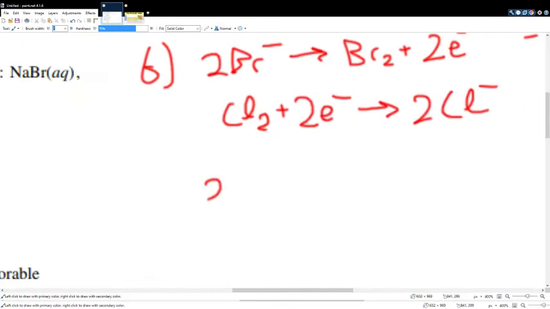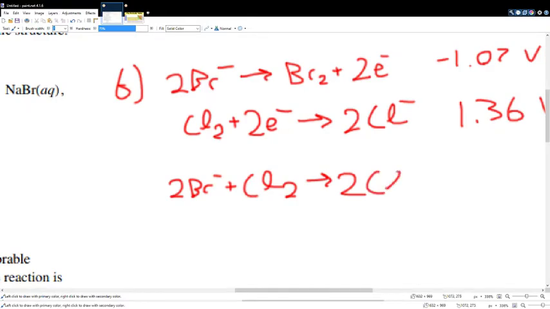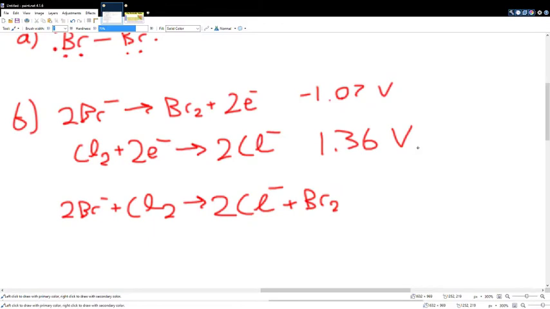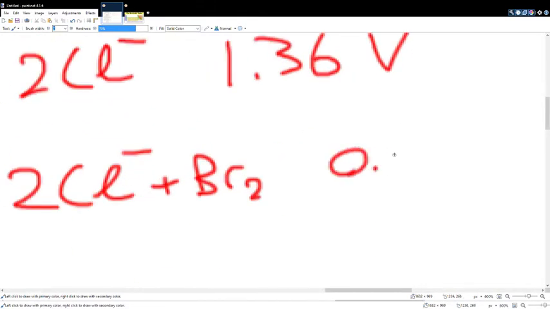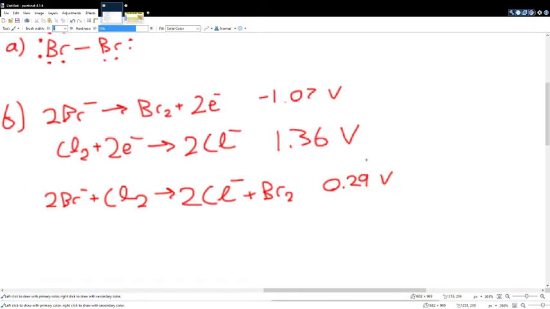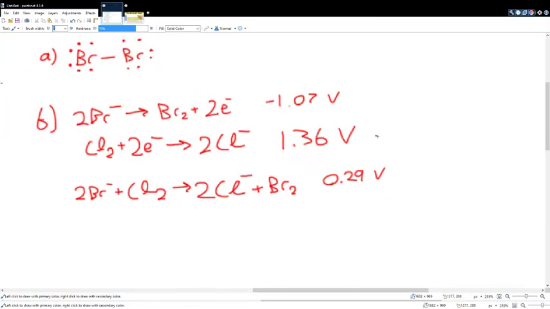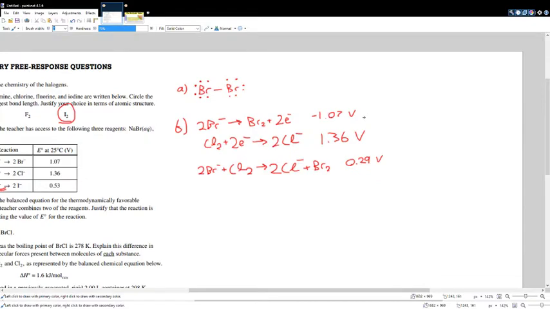And adding these reactions together, the electrons cancel out per se. Cl2 turns into 2Cl minus plus Br2, and adding these two together, you simply just do 1.36 minus 1.07, which will give you 0.29 volts. The correct sig figs here is actually just two decimal places, because when you add or subtract, you look at the one that has the least amount of decimal places. So, my bad about the notifications.